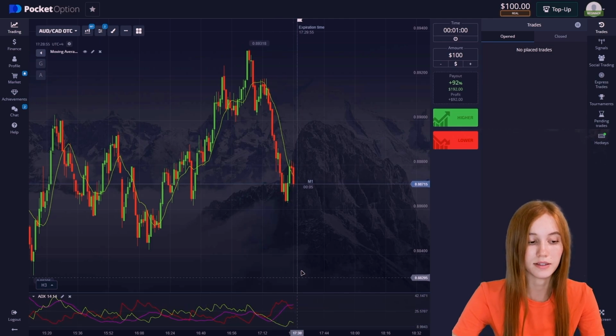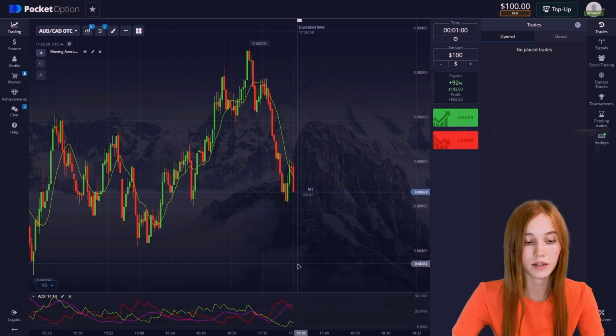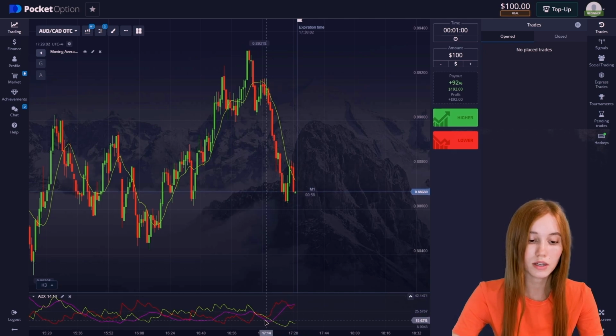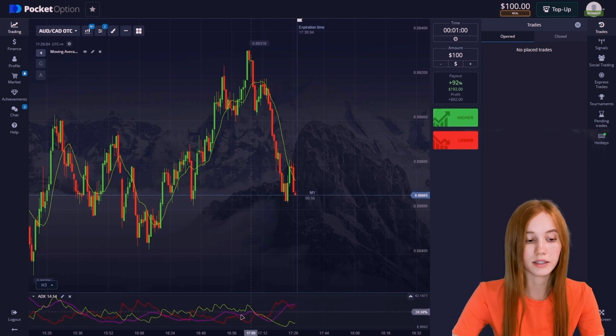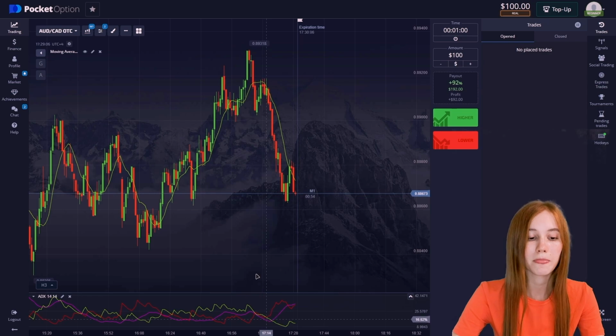We see that the strength of the trend has increased. Before that, it was in oversold values. Then it dropped a little and then a sharp drop occurred. The trend rose sharply, and now there are also sharp adjustments.